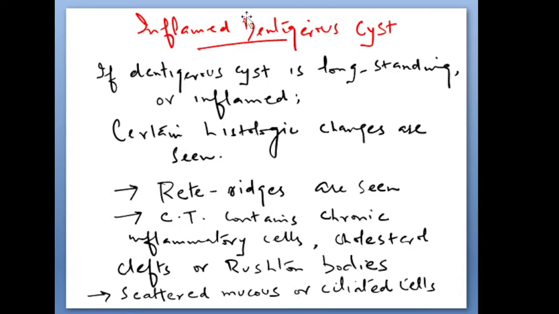Occasionally, we come across inflamed dentigerous cyst. Inflamed dentigerous cyst differs from uninflamed dentigerous cyst we have already discussed. Inflamed dentigerous cyst has certain additional histopathological features. Number one, there are rete ridges, more prominent. Connective tissue contains chronic inflammatory cells, cholesterol clefts, or Rushton bodies. Also, scattered mucous or ciliated cells are seen.